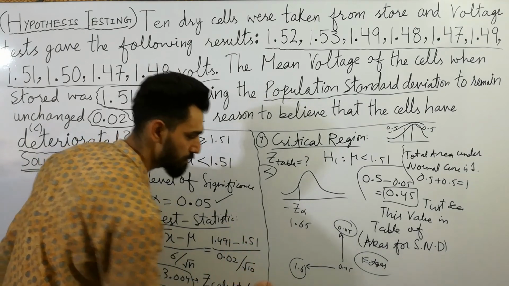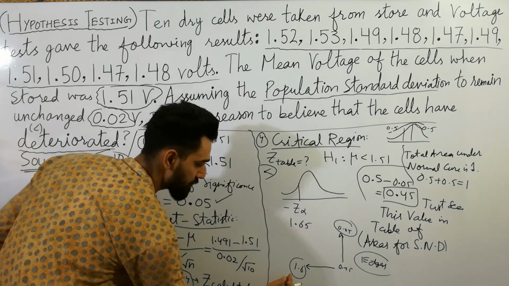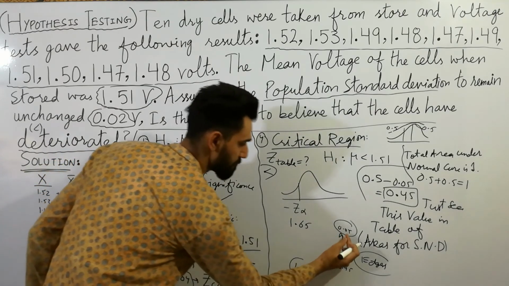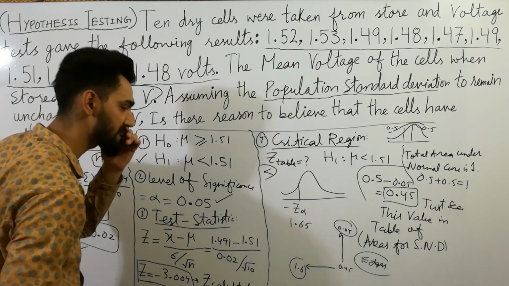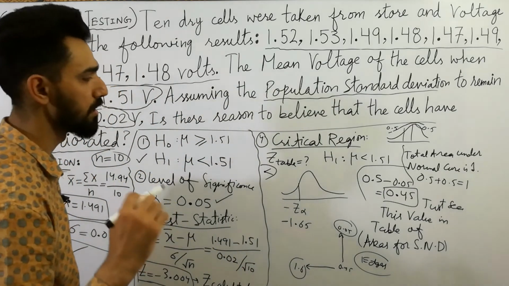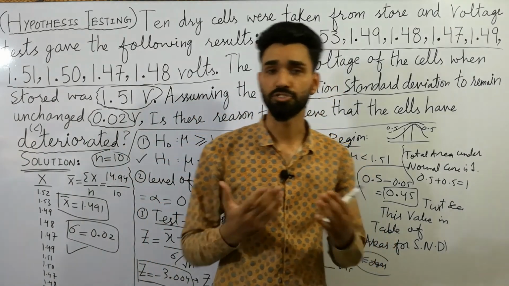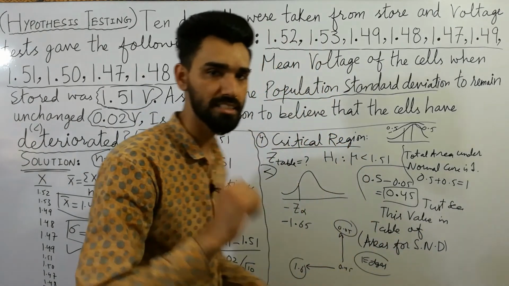I repeat the step. Just see the value 0.45 and just count the edges value, 1.65. So we have calculated the value 1.65, and this minus will be here, which I have already written. Now the last step, which is what is the case: reject H naught or accept H naught. The last step is very important.